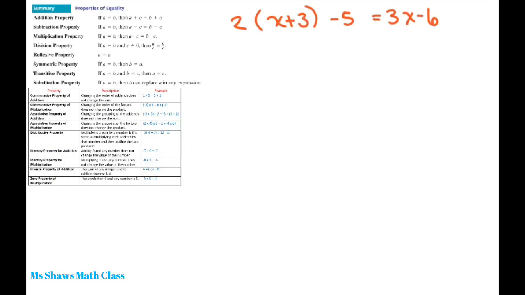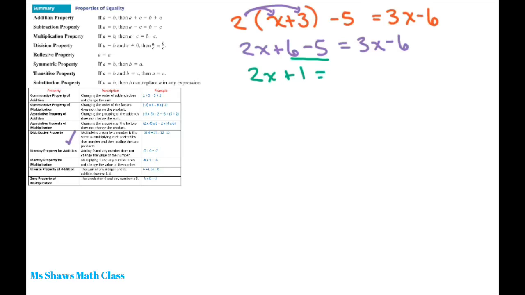So here's the first one, and what we're going to do is use the distributive property of arithmetic here and distribute this first part here. So you're going to get 2x plus 6 minus 5 equals 3x minus 6. Now we need to simplify the left-hand side of the equation and combine these terms. 6 minus 5 is 1. All right, now we have something pretty basic.